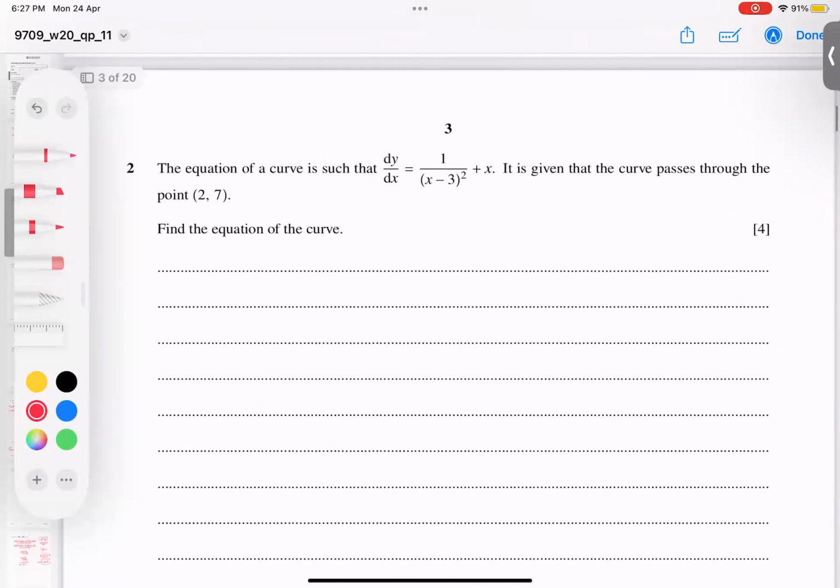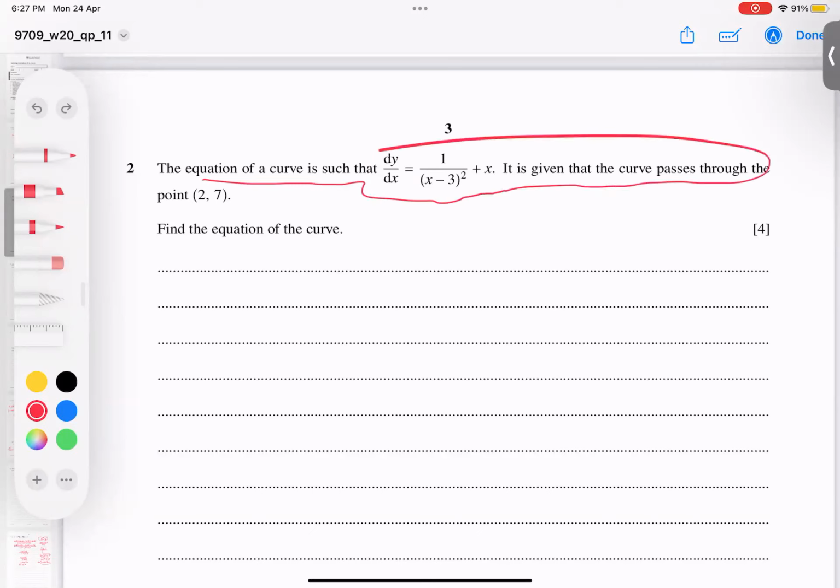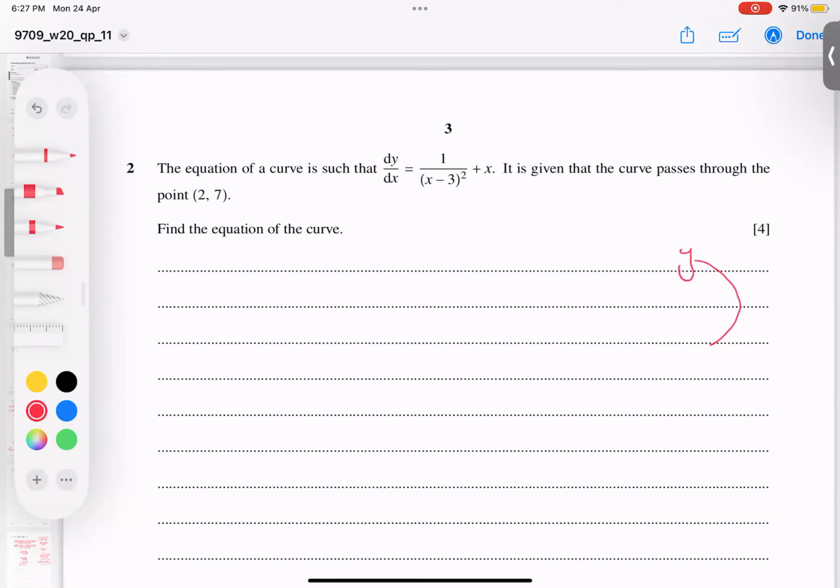Question number 2. When I talk about question number 2, we have a derivative given. And he has given us a point on the curve, and it passes through (2, 7). So we need the equation of the curve. Whenever we have y given and we differentiate, we get dy over dx. And when I differentiate, it is called differentiation. And when I want to go backwards, it's called integration. So I have a derivative and I'm looking for y, the equation of the curve. So I have one choice only, integrating.